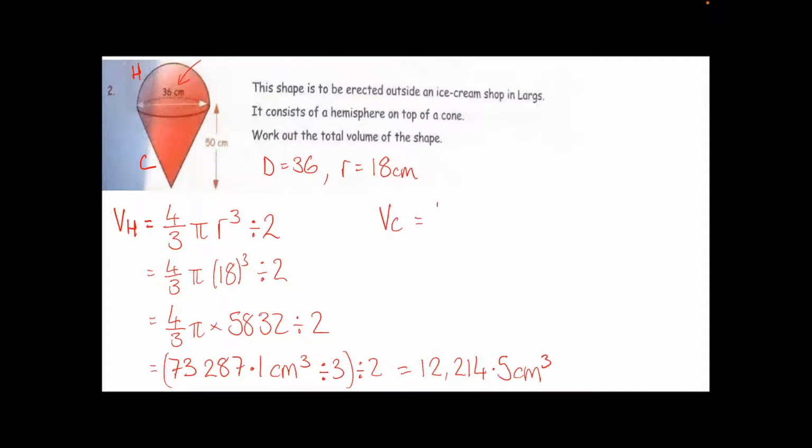The next thing we want to do then is the volume of our cone. So that one is 1/3 pi r squared h. So it's 1/3 of our cylinder formula. So really what I'm doing is 1/3 times pi times our 18 squared, and then the height of our cone here is 50. So my 18 squared is 324.